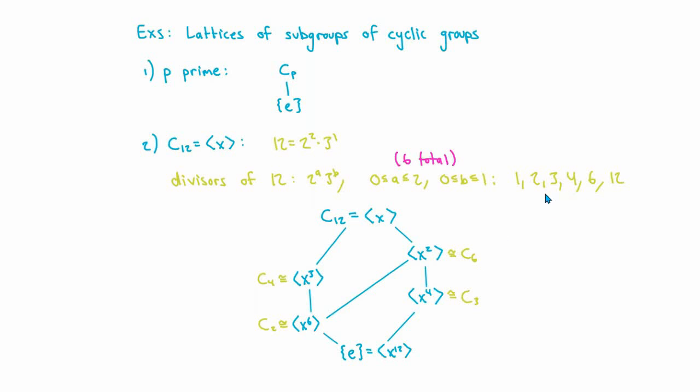Similarly, when I go through all the other possible subgroups, I end up with a lattice of subgroups that looks like this. And one thing to notice about the containments here is that a subgroup generated by x to the k, say, will be contained in a subgroup generated by x to the l, if and only if l divides k. So, going through all the possibilities shows that this is the lattice of subgroups of a cyclic group of order 12.